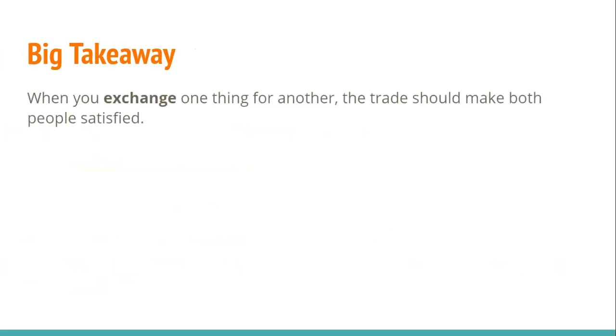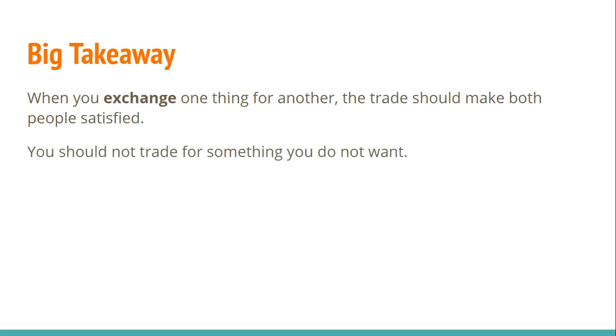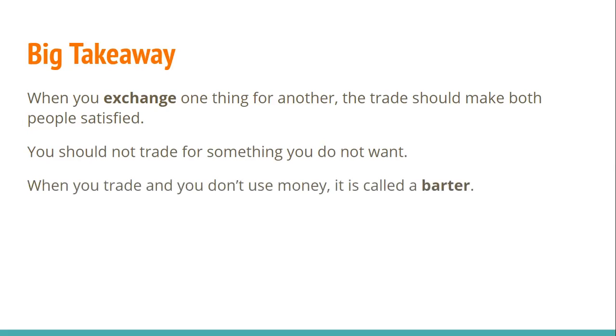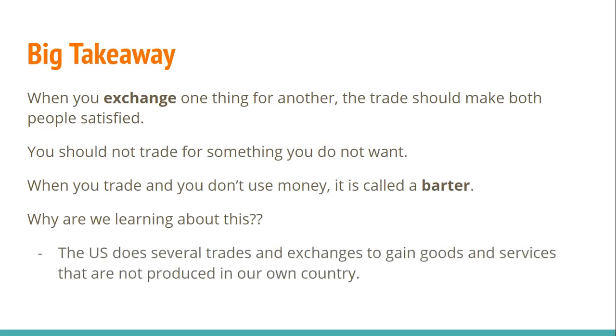So let's have a big takeaway of what we just learned. When you exchange one thing for another, the trade should make both people satisfied. You should not trade for something you do not want. When you trade and you don't use money, it is called a barter. So why are we learning about this? The U.S. does several trades and exchanges to gain goods and services that are not produced in our own country.